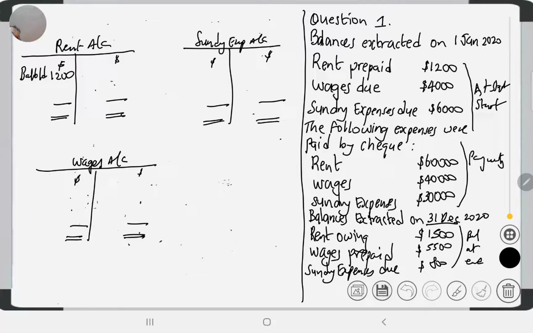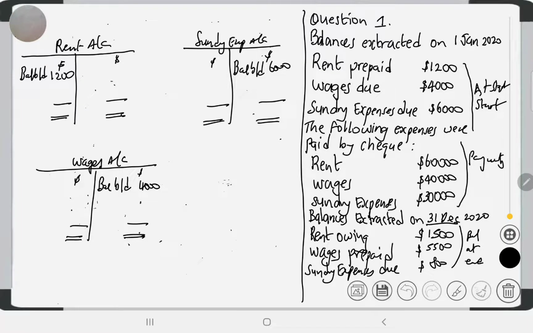We have wages due, liabilities. Wages due liabilities, it is at the start, it will be recorded on the credit side. Liabilities will be recorded on the credit side above the total. Sundry expenses due, again liabilities, it will be recorded on the credit side above the total. Balance BD, how much? 6,000.